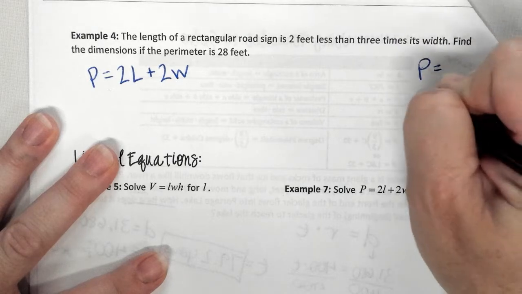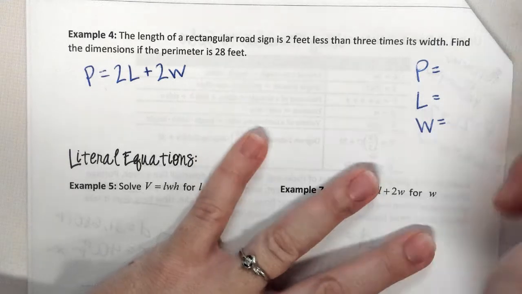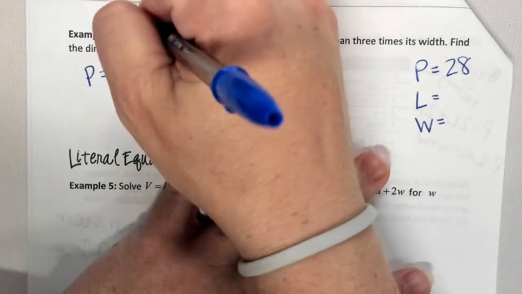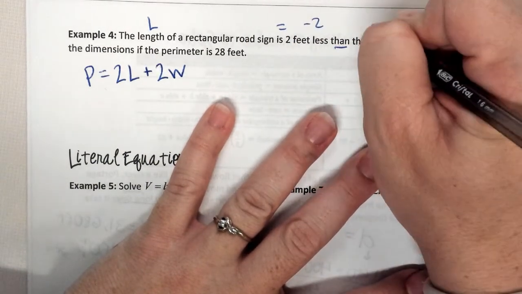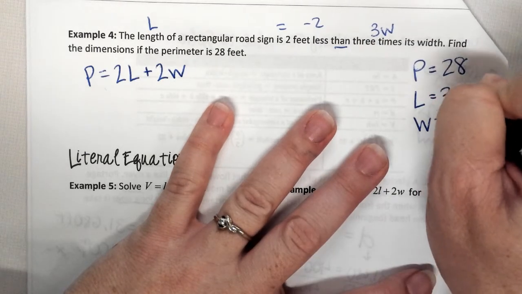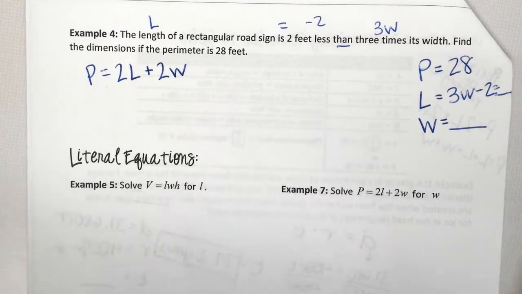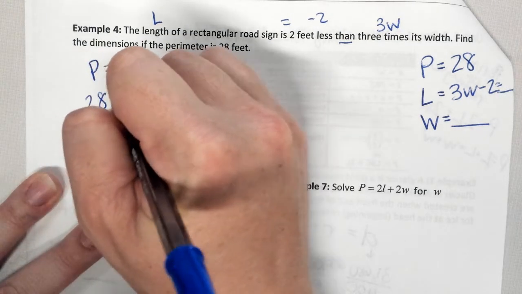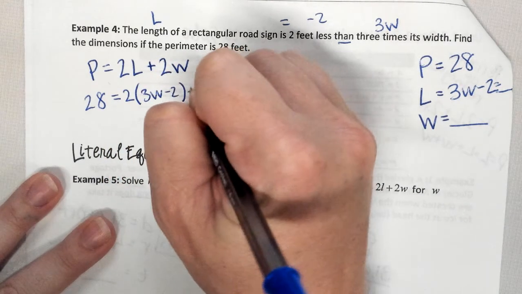So again, we have P, L, and W that we don't know. So I know perimeter is 28. I know that the length is 2 feet less than 3 times the width. So 3W minus 2, and we don't know the width at all. And we don't know what the length is technically either. So we're going to plug in what we do know: 28 equals 2 times, this is L, so 3W minus 2, plus 2W.